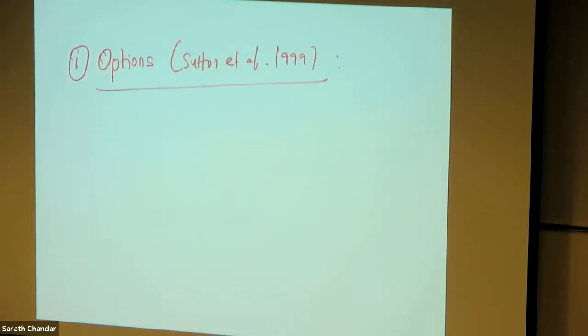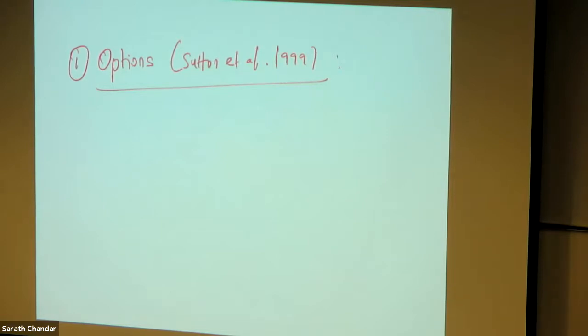Okay, so the first algorithm that we are going to see is called the options framework by Sutton et al., 1999. Okay, so what are options? Options are basically the macro actions that I said, just the names are different, but we are going to define a formalism for that, and we will also see how to do Q learning with options.